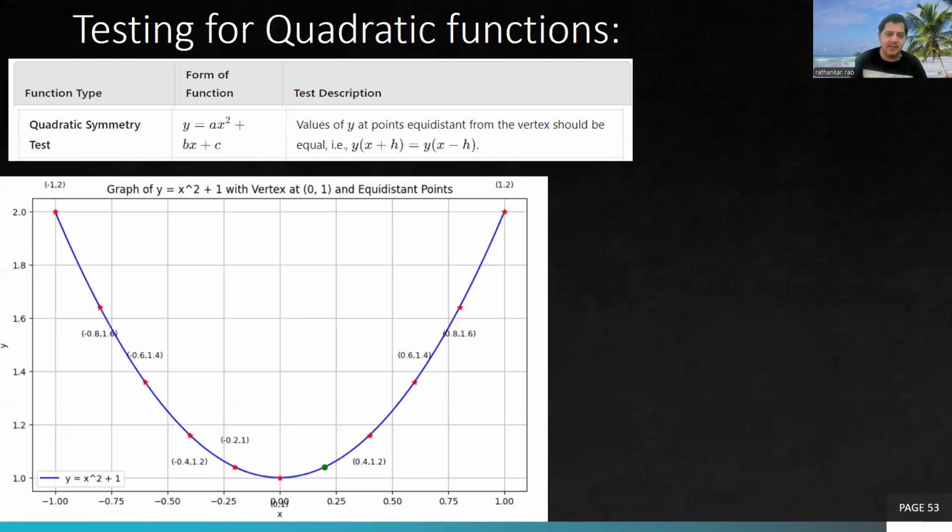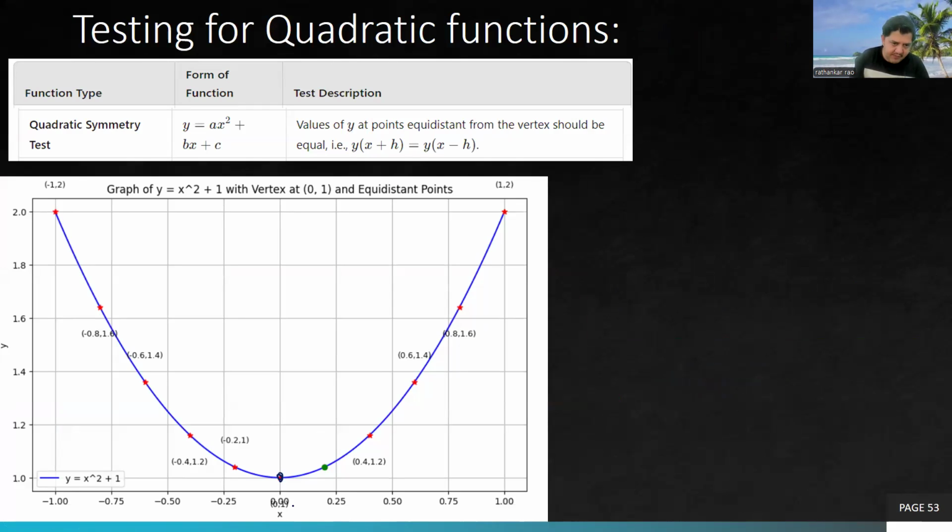If I have a quadratic equation, how do I know it's a quadratic? A quadratic equation will always represent a parabola. When you take a parabola, I have taken the origin or the vertex of the parabola at this point, which is 0. So what does it say? Values of y at points equidistant from the vertex should be equal. That is, y of x plus h equals y of x minus h.